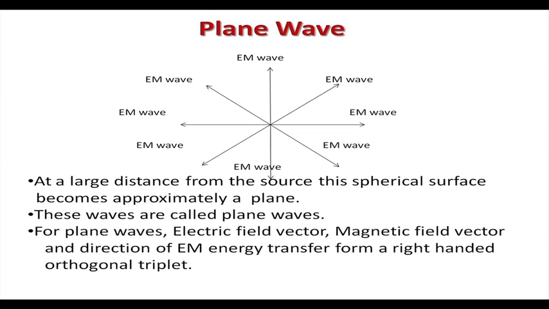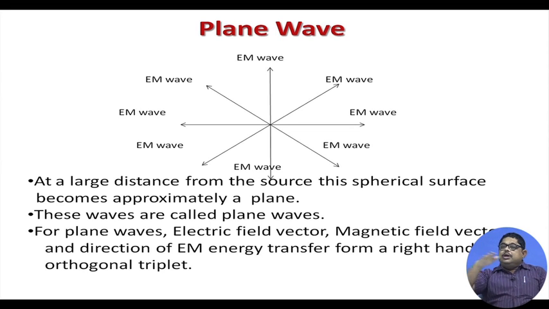Now, at a large distance from the source, if you go on constructing larger and larger spheres, at a particular place on a very large sphere you will see that the spherical surface is almost becoming a planar surface. So, at a large distance from the source, this spherical surface becomes approximately a plane. Then these waves are called plane waves. You have already seen plane waves in EM theory. Plane waves mean that in that plane the electric field vector and magnetic field vector do not have any variation; they are constant over the plane. That is called a uniform plane wave.